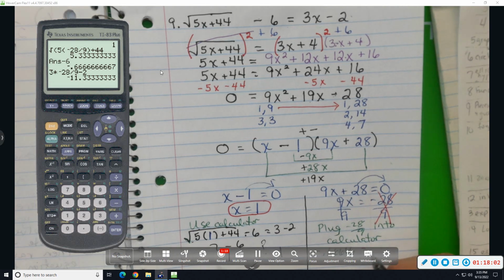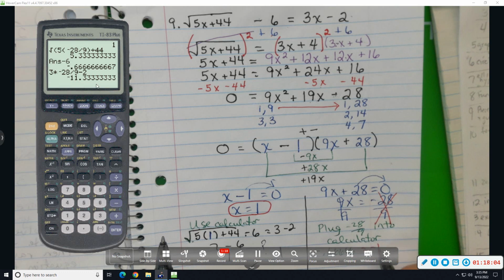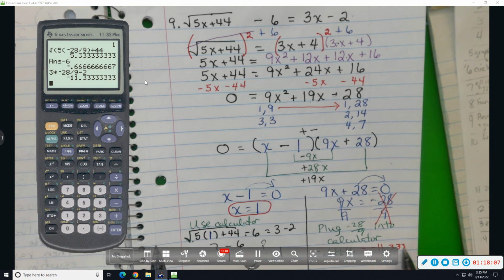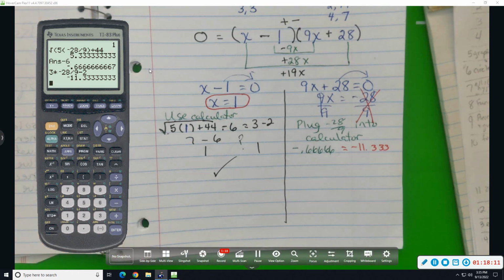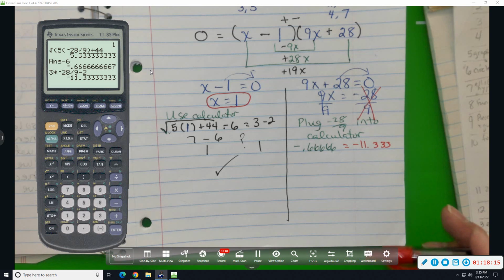What did we get there? Negative 11.333. Okay. Y'all sort of see why I'm crossing out the negative 28 over 9. This is some of that messy stuff that I tried to warn you about, but I think the next assignment will be a little better, so just bear with us. Thursday will be better than Tuesday. This is some of the messy stuff. So the only answer that you plug in is a 1.